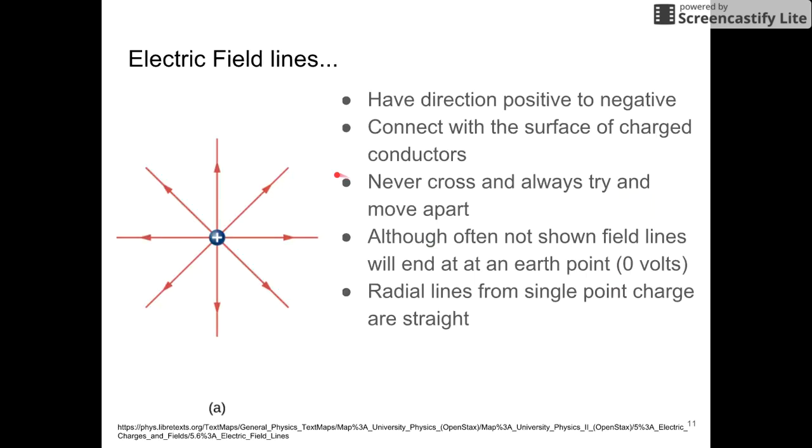More often, we've got a point charge here, and so the electric field lines are always moving from positive either to negative or to 0 volts, which is sometimes taken as infinity. They always connect with the actual surface of the conductor, so there should always be a contact there, generally at 90 degrees. They will always try and get away from each other, so they'll never cross, and the field lines will always end up at this earth point at 0 volts. And because they're radial away from that point, they should be drawn with a straight line with a ruler.